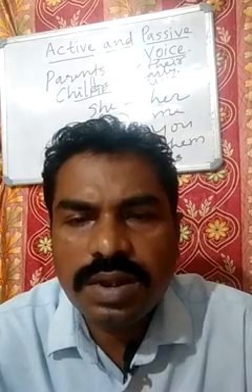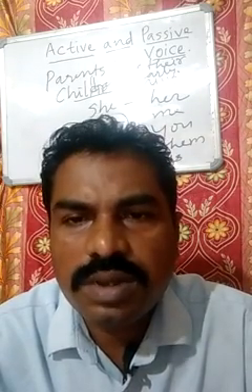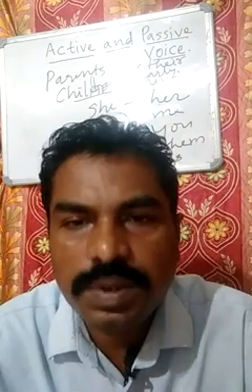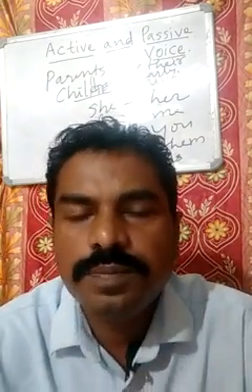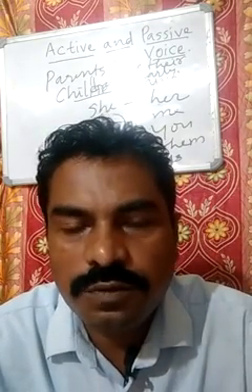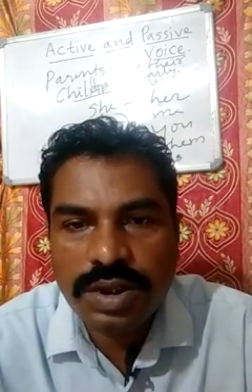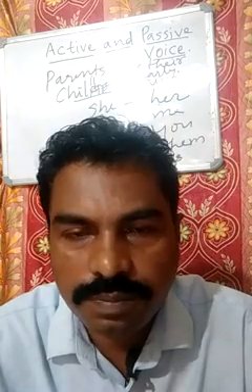Next is past perfect. The rule is subject plus had plus been plus verb 3 plus by plus object. You just need to add been. You will get the third form also if the sentence in the active voice is in past perfect tense.